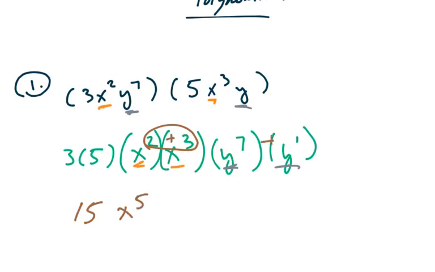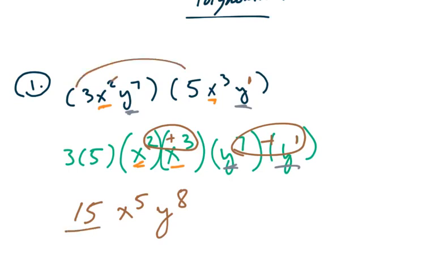And the same thing here. With the y, don't forget there's a y to the 1. And that's it. So in the future problems, I'm just going to simply multiply 3 times 5, get 15. I'm going to add the exponents here, get 5, and then add the exponents here and get 8.